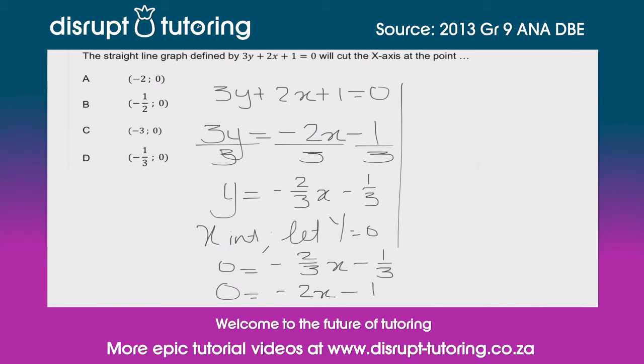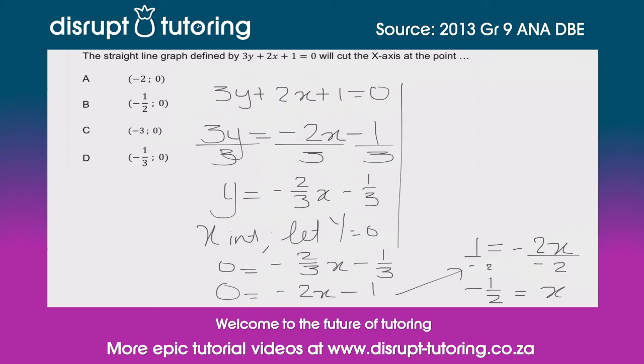Then I need to keep the x on one side and move all the numbers to the other side. So that is going to give me 1 equals minus 2x. I'm going to divide both sides by minus 2, and that gives me minus half equals x. So that means the curve is going to cut the x-axis at the point minus a half. Now, that's the longer way of doing this question. Remember, it's only 1 mark, so you don't want to spend too much time on a question like this.